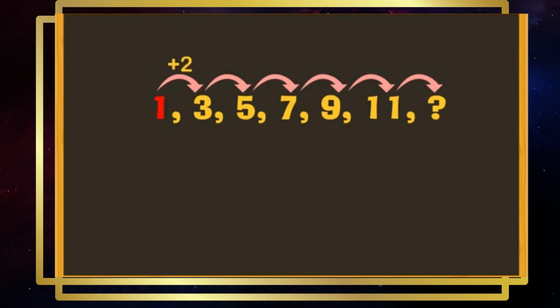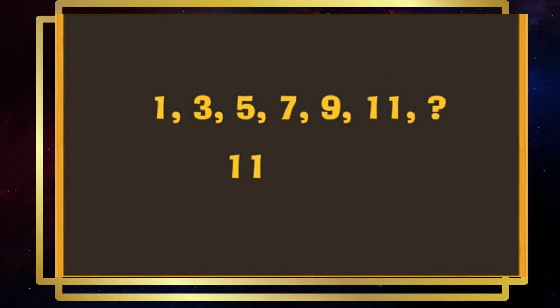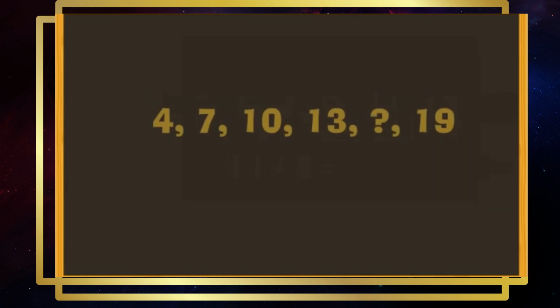Start at 1, add 2 each time. 1 plus 2 equal to 3. 3 plus 2 is equal to 5. Keep adding 2 each time. Next number will be 11 plus 2 is equal to 13. Once you understand the pattern, you can easily write the next digit to complete the pattern. Let's see another example.